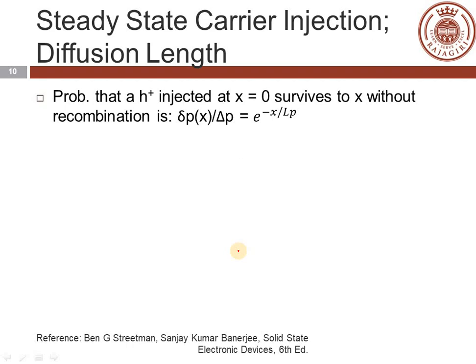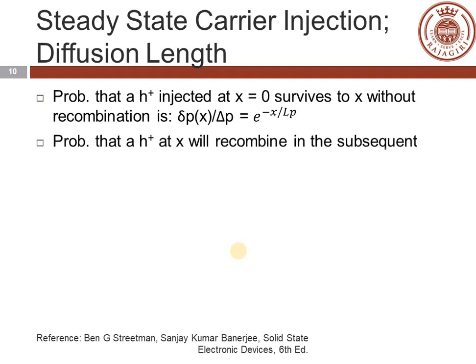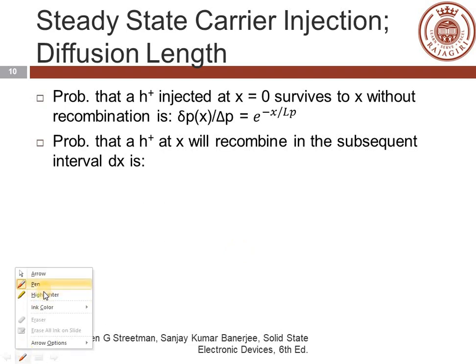This probability that a hole injected at x equal to 0 survives to x without any recombination is small delta p of x by capital delta p, which is equal to e to the power minus x by Lp from the previous equation. Now we need to find the probability that a hole at x will recombine in the subsequent interval dx. For that, we will be using the equation.